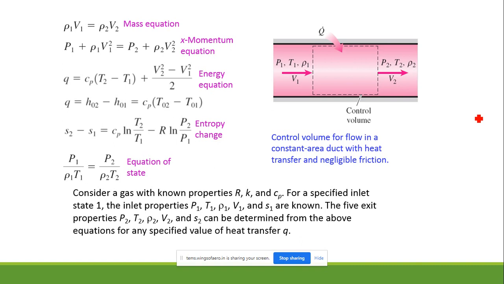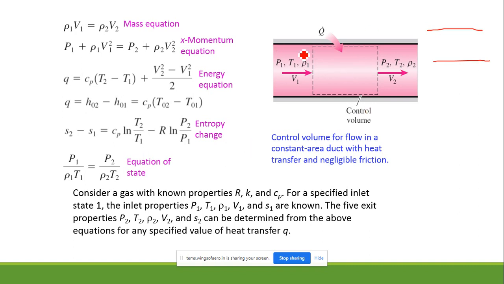For that purpose, we are taking a constant area control volume, a constant area duct, or else we can say a pipe. Inside a pipe the diameter is the same. In that, we select one small control volume, and certain equations will be needed for proceeding, to see which properties will change.